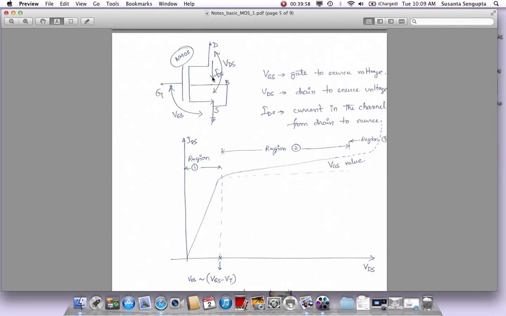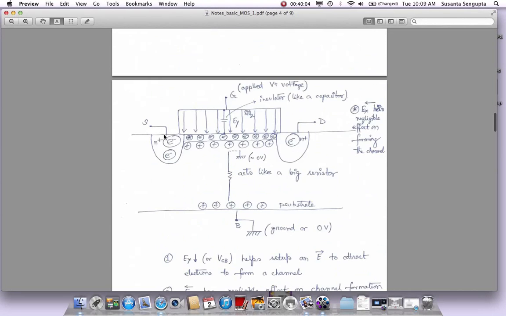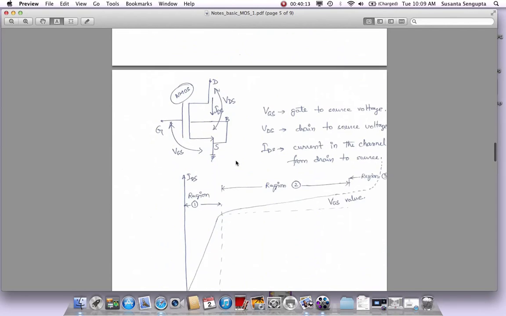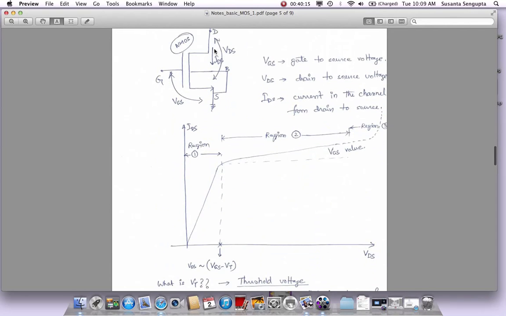Because remember, we are attracting electrons. Which way are the electrons going? Electrons are going from source to drain, right? Electrons go from low potential to high potential. So which way is the current actually flowing? Current flows opposite to electrons. So it's flowing from drain to source. That's why I have the arrow going down, because current flows this way because the electrons flow upwards. Okay. So a typical plot will look like this.